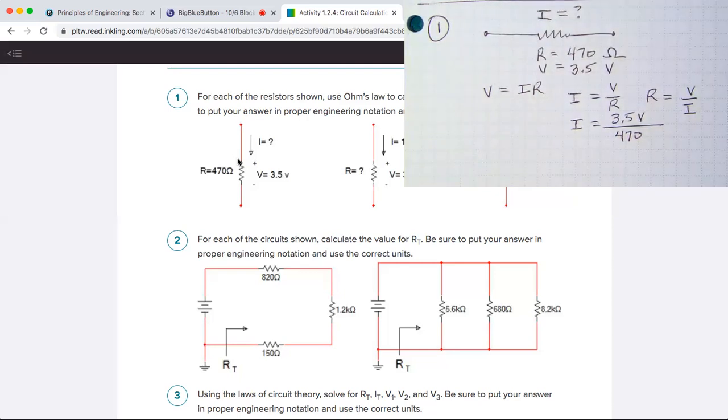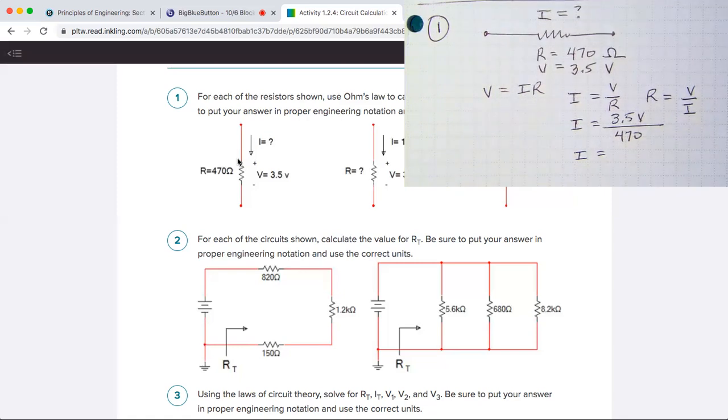If you remember metric prefixes, sometimes there will be a kilo ohm, which means if it was 470 kilo ohms, then it'll be 470,000 ohms. Be careful of that. And then let me see if I can calculate the value of I in this case. So why don't you do it for me? Because I don't know what 3.5 divided by 470 is.